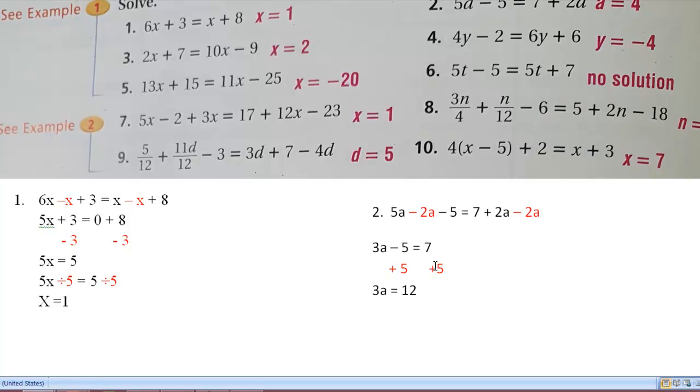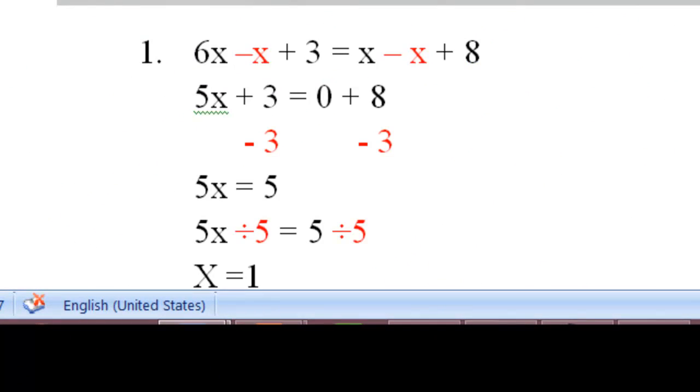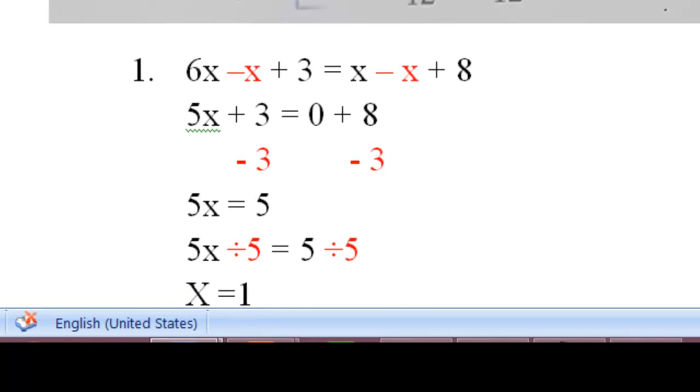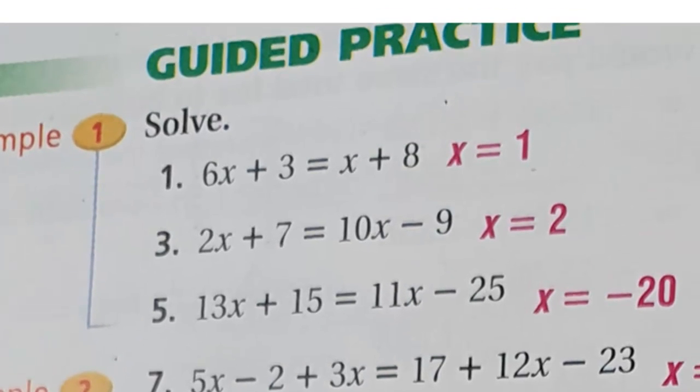Now let's take out the 3. 3 is multiplying with a, so we will divide both sides by 3. So a equals 12 divided by 3, and now a equals 4. Is this clear? Let's take question 3. We have 2x plus 7 equals 10x minus 9.